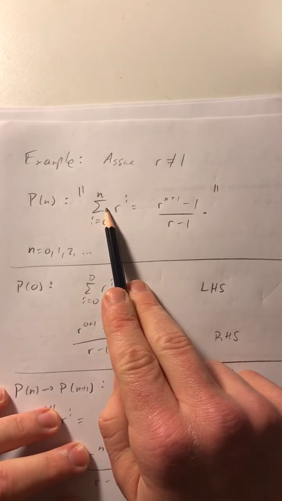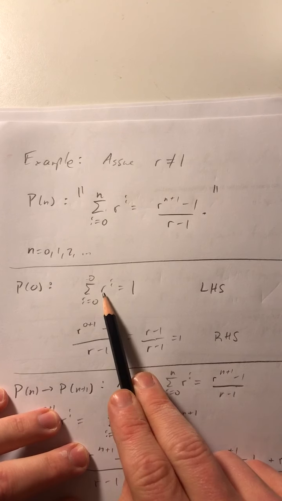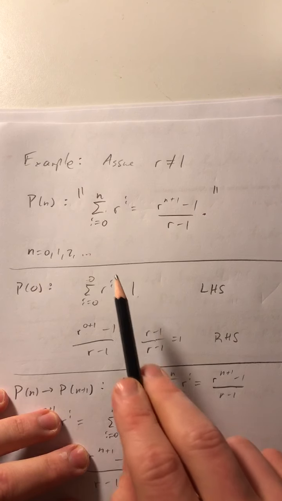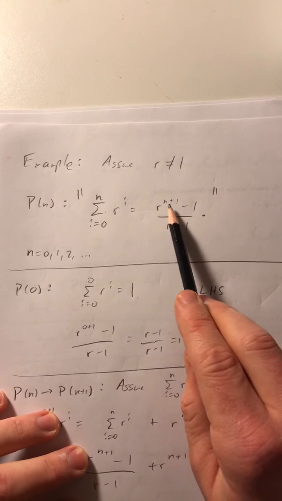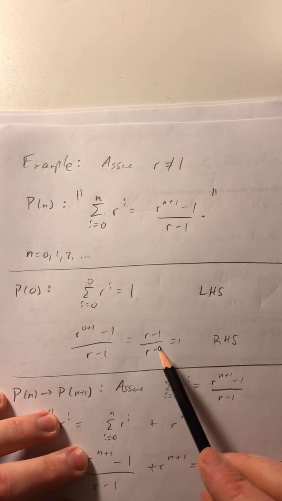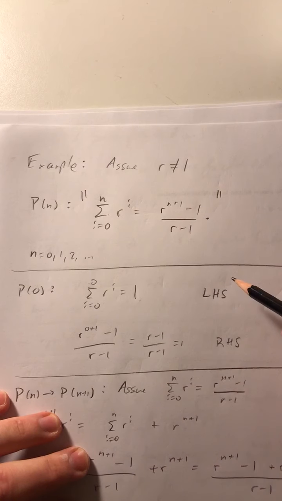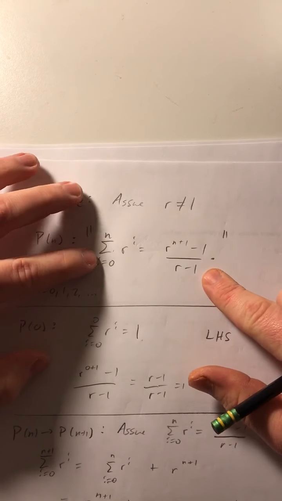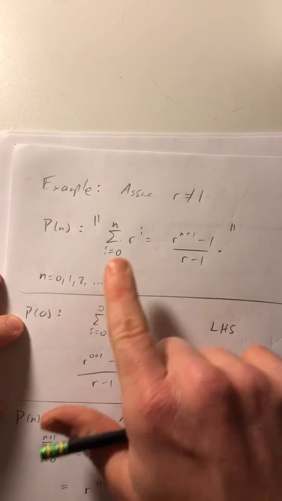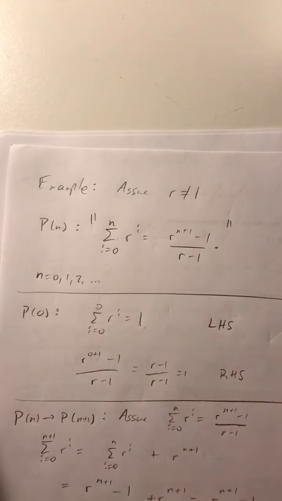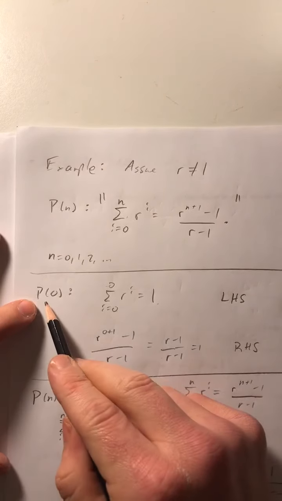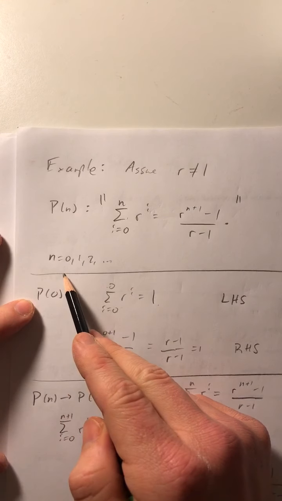I plug in n equals 0 on the left side, and I get sum from 0 to 0 of r to the 0, which is just r to the 0, is 1. And I plug in n equals 0 on the right side, and I get r to the 0 plus 1 minus 1 over r minus 1, which is just r minus 1 over r minus 1, which is 1. So the left-hand side and the right-hand side of this proposition are equal when n equals 0. So I proved P of 0. This side is equal to 1, and this side is equal to 1 when n equals 0. Okay? So that's my base case. I proved P of 0, I proved P of the smallest n value.